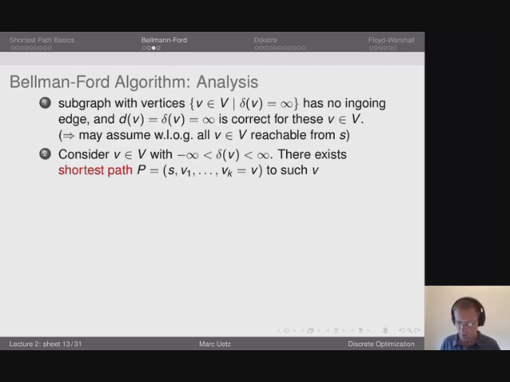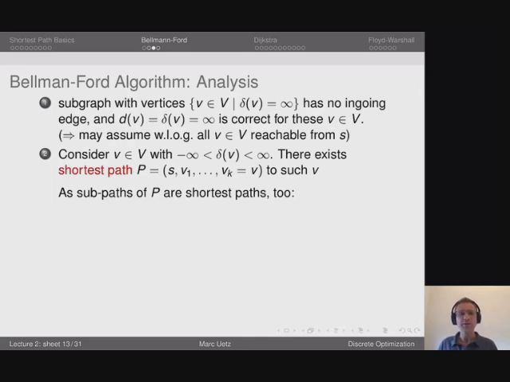Now, let's consider a vertex for which the shortest path length is well defined. Okay, so that means the true distance from S is somewhere between minus and plus infinity. So we know that there exists a shortest path to that vertex V. So let's pick one. So this is this path P here, and it consists of vertices V1 up to Vk minus 1, where Vk is the last vertex V itself.